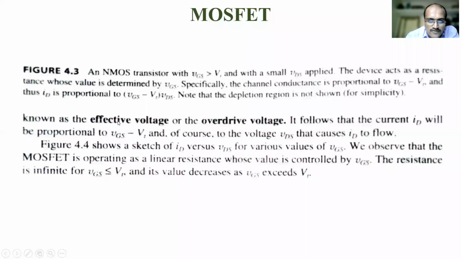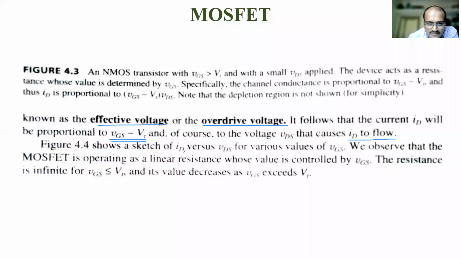So, known as the effective voltage. I told you excess gate voltage, no? It has other names also, called effective voltage or overdrive voltage. This is the term we'll normally use, overdrive voltage. It follows that the current ID will be proportional to VGS minus VT, and of course the voltage VDS that causes ID to flow. So at the gate side we have to maintain this condition. If you exceed that, we call that the overdrive voltage, and the small VDS we are applying will cause the current to flow. This is the third case of operation when we apply the small VGS.